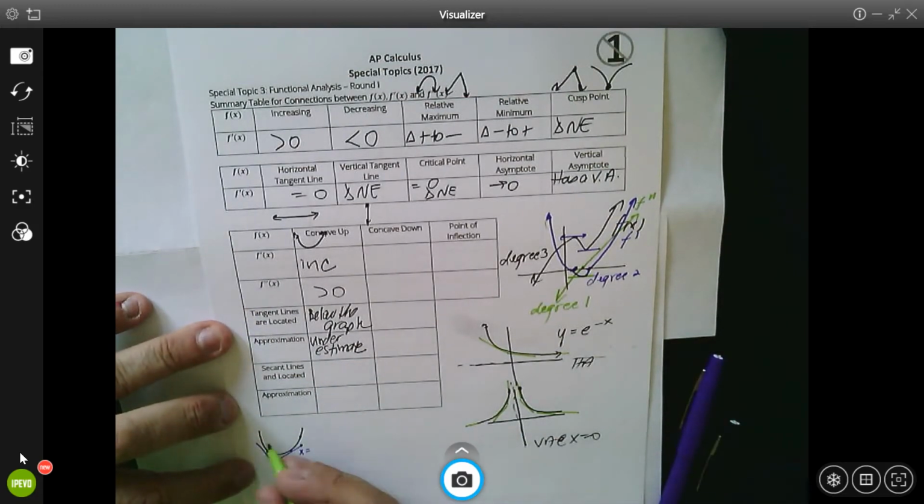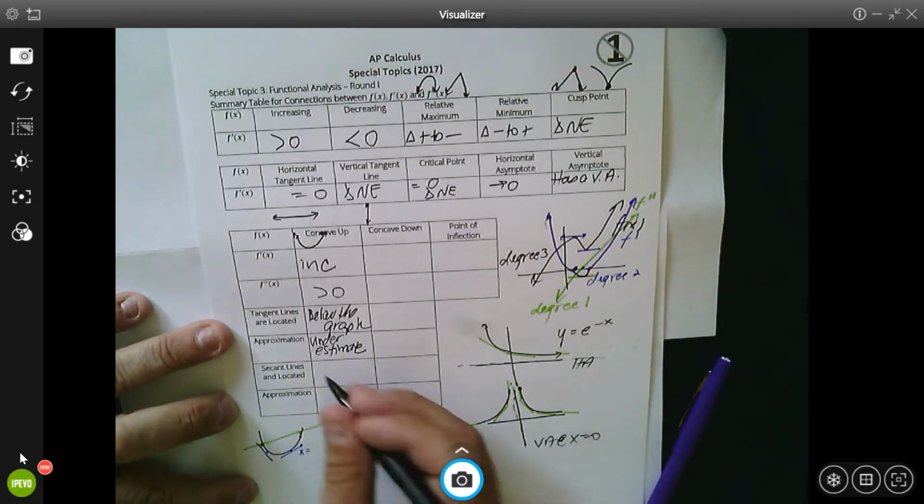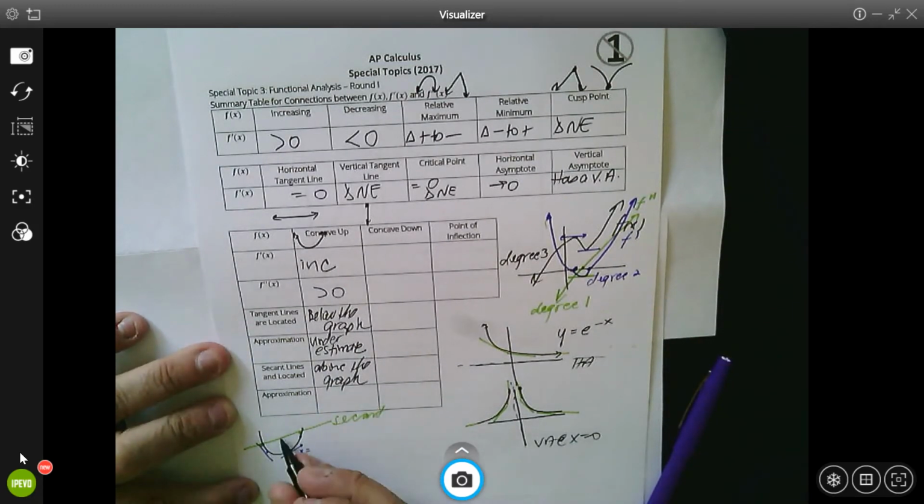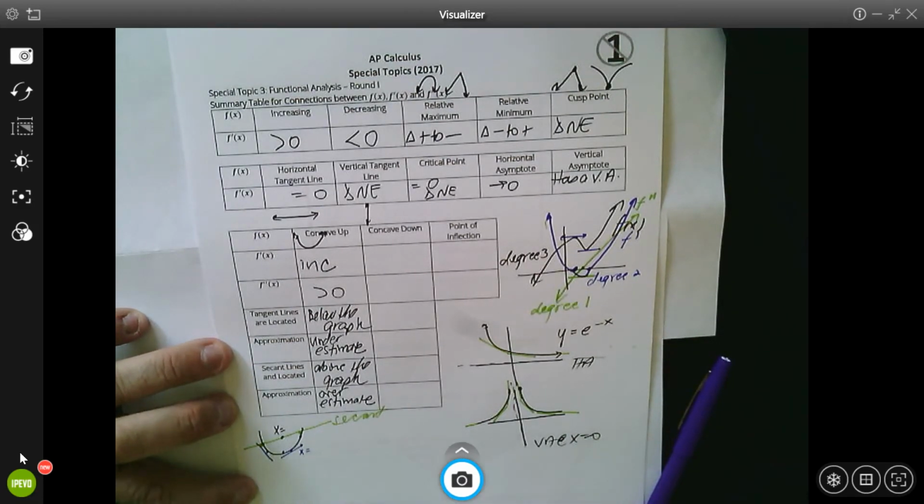However, if you were to connect 2 points with a secant line, it will intersect your graph in 2 or more places. Those secant lines, if I'm looking inside the graph, are always going to be above the graph. And if I were to use the secant line to approximate the value of the function at a given x value, the secant line will always give you an overestimate if your graph is concave up.